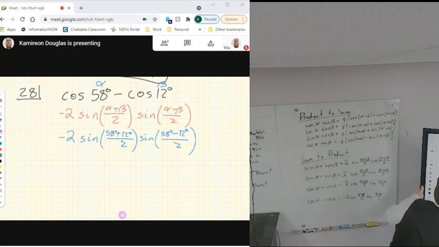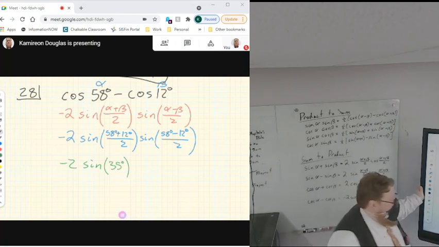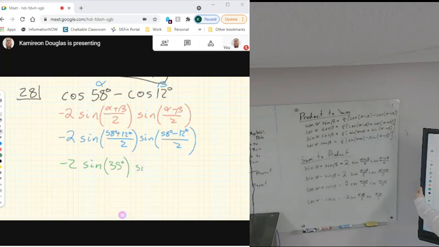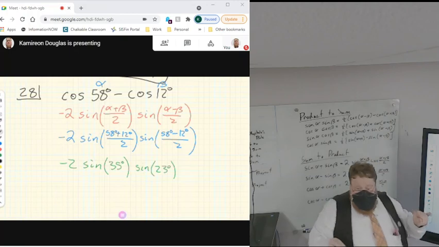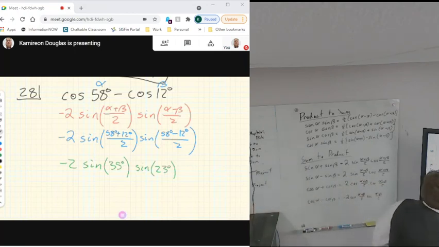So I get negative 2 sine 58 plus 12 is 70. Divide that by 2, I get 35, which is not on the unit circle, so I actually can't do anything with it. It will stay sine of 35. Over here, sine 58 minus 12 would give me 46. Divided by 2, that is 23. That is also not on the unit circle. I have my answer. It is in terms of either sines or cosines. In this case, 2 sines. That's fine. So I've gotten it from a difference to a product.